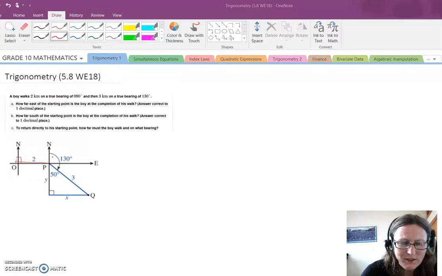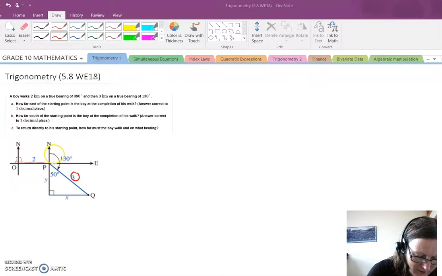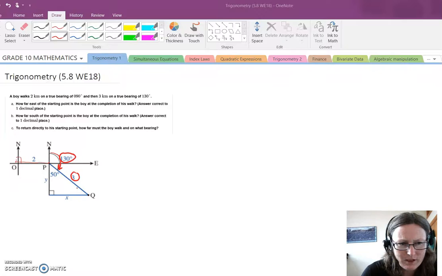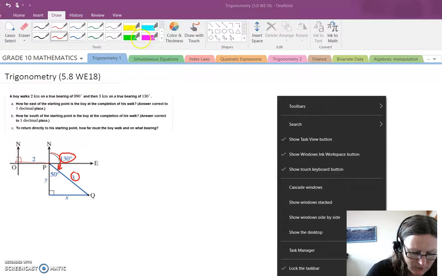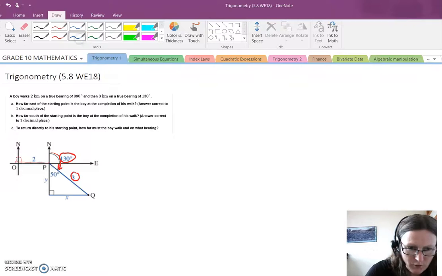He then stops, he changes direction. He walks 3 kilometres on a true bearing. Remember, true bearing is the bearing from north. So he walks 3 kilometres on a true bearing of 130 degrees. So I'm just going to go in the blue pen, hopefully, that the boy's gone here for 2 kilometres and then gone down here. This is where he started. This is where he finished.